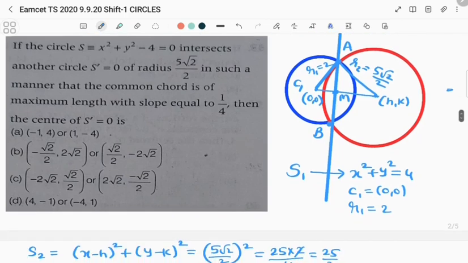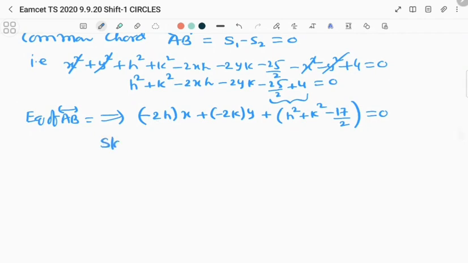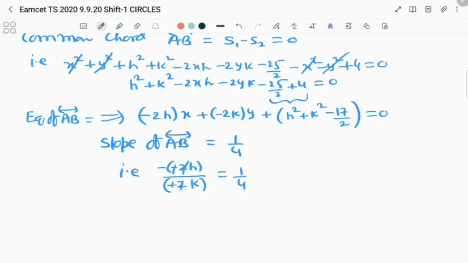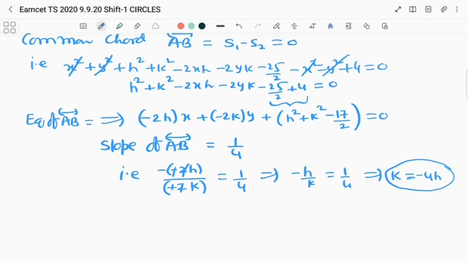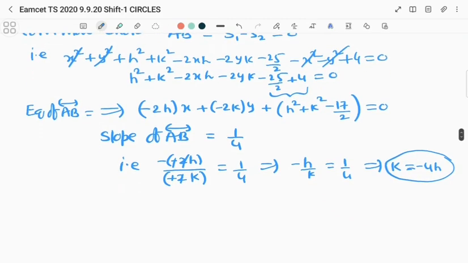This equation's slope is given as what? 1 by 4. Here the slope of this equation is 1 by 4. It is in the form ax plus by, so the slope of AB is equal to 1 by 4, that is minus x coefficient by y coefficient. So minus of minus 2h by 2k is equal to 1 by 4. Minus, minus and 2 cancel. Therefore minus h by k is equal to 1 by 4, k is equal to minus 4h. Simple, but a little lengthy problem. Sometimes they give these problems, there is no other way, but we can do it this way. So we got the h by k value.